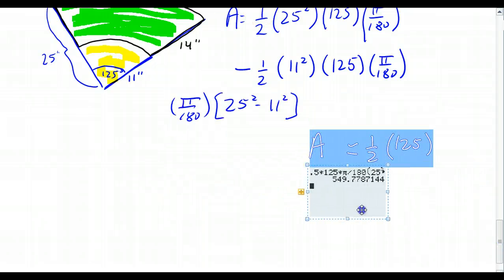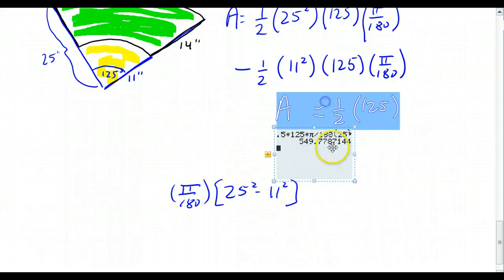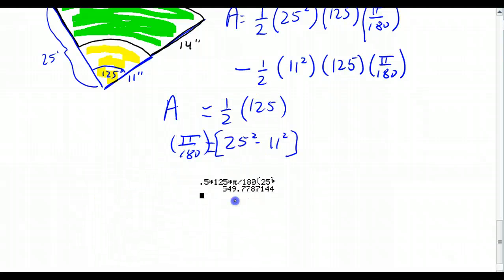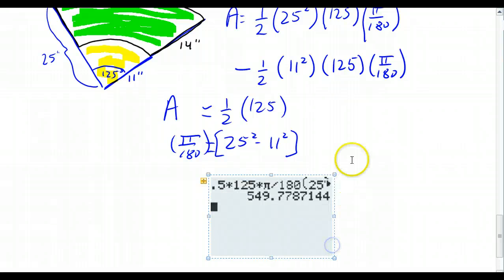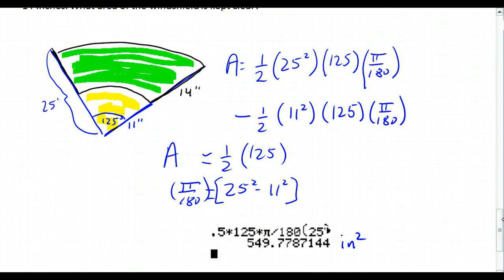550 square inches. Well, I messed up, didn't I? Hang on a minute. There. 550 square inches. So that's how you might use the area of a sector formula.